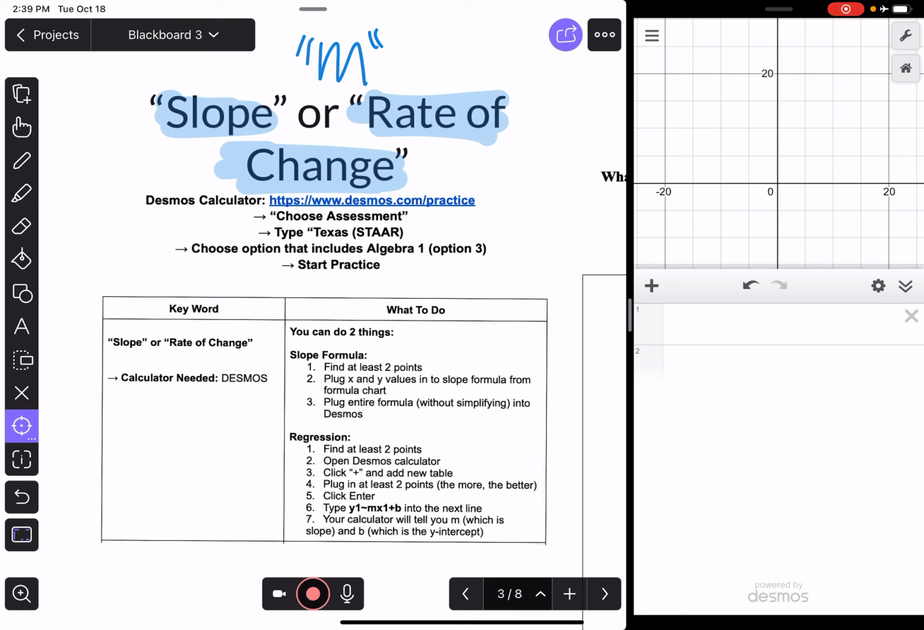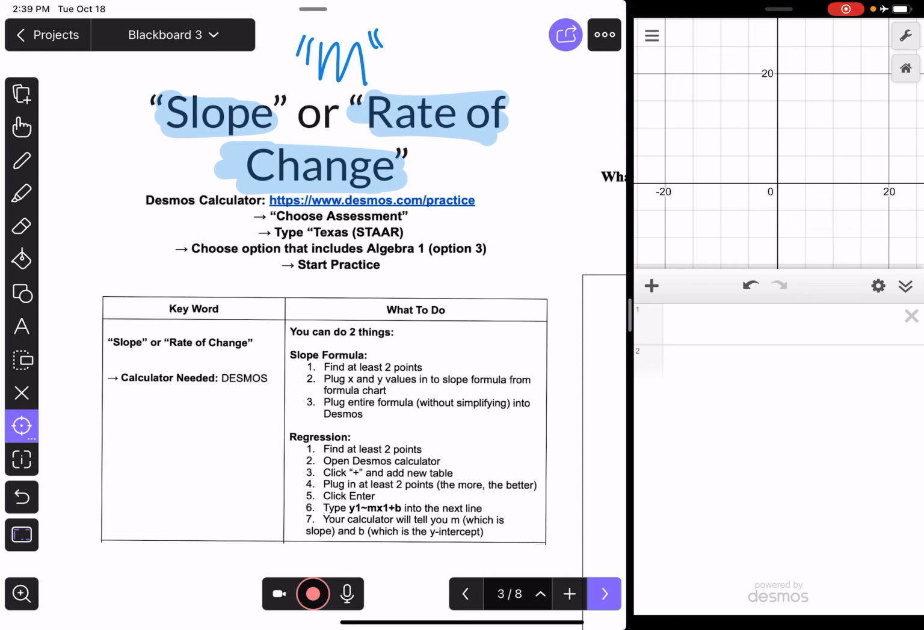So just a quick review, the slope formula requires you to find at least 2 points because the slope is the rate of change between 2 points. We want to know how much the graph is increasing or decreasing. We need at least 2 points in order to see that increase or decrease. And then we're going to plug x and y values into the slope formula from the formula chart.